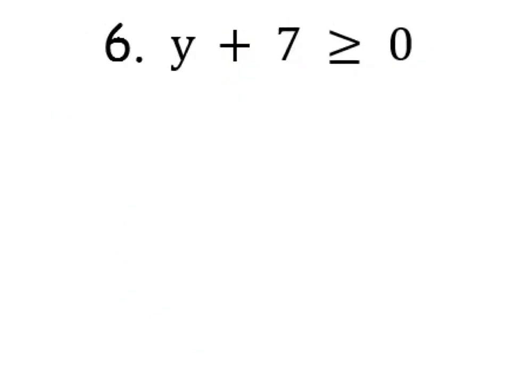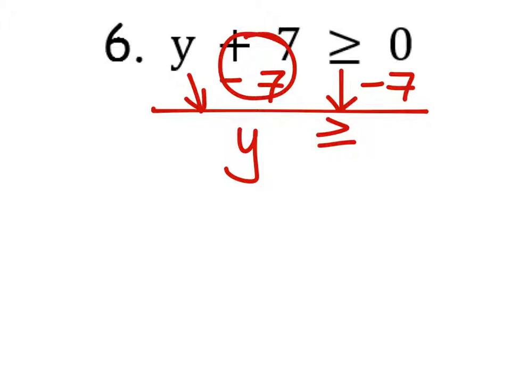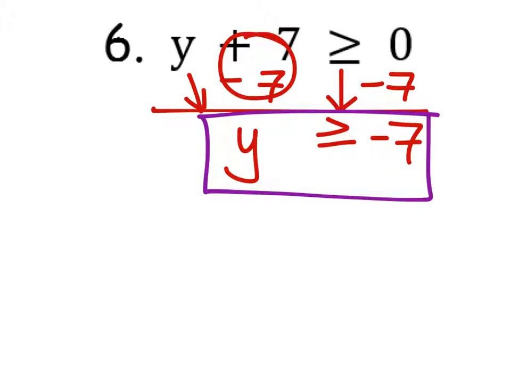Let's go ahead and solve number 6 then. On this one, we got y plus 7 is greater than or equal to 0. That is correct. We will be subtracting 7 from both sides of the inequality. So again, that zeroes out the 7s. I'll drop the y. We got y is greater than or equal to 0 minus 7, which is negative 7. There we go.